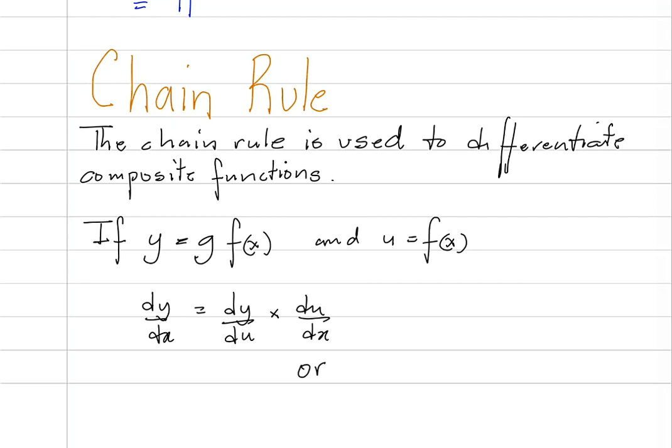Alright, continuing on differentiation, now we're going to look at the chain rule. The chain rule is used to differentiate a composite function. So if y is equal to g of f of x, which is a composite function, and u is equal to f of x, dy by dx would be equal to dy by du multiplied by du by dx. So that is the chain rule. Alright, and you'll get a chance to see exactly how that works.